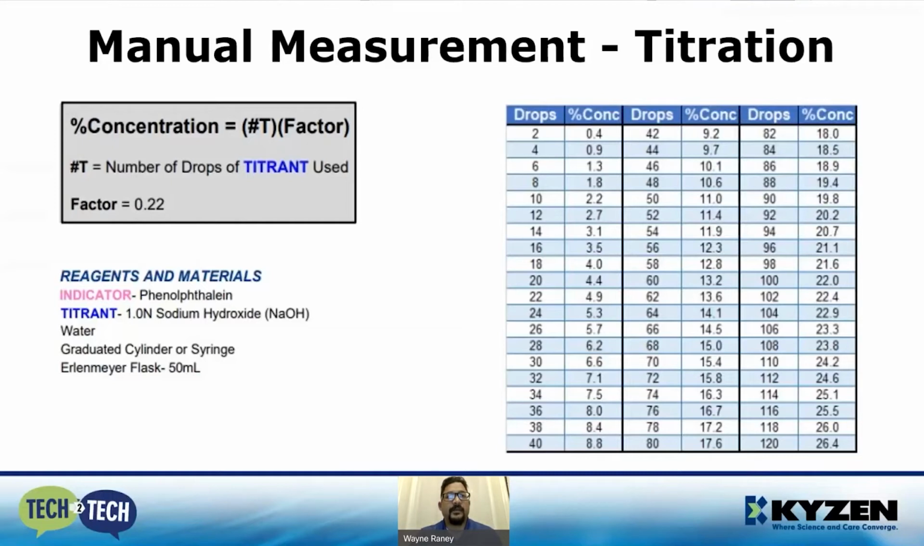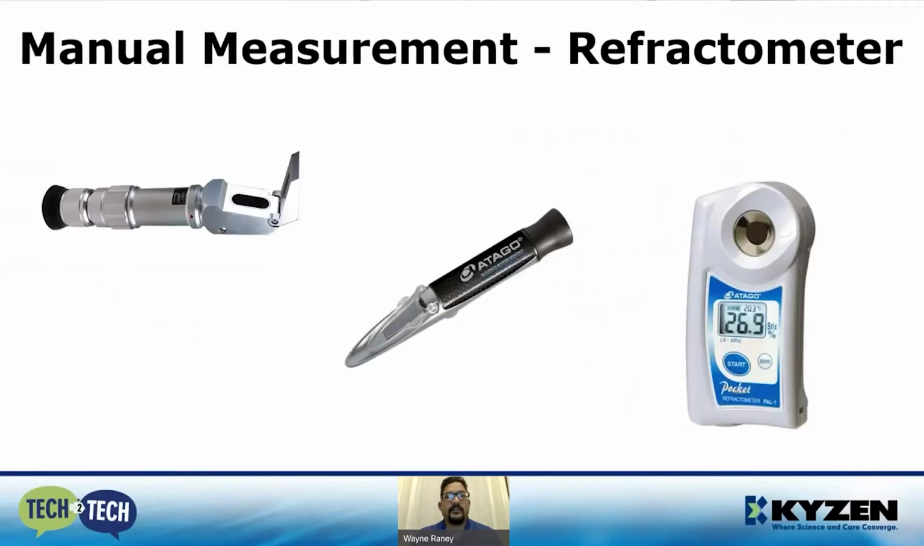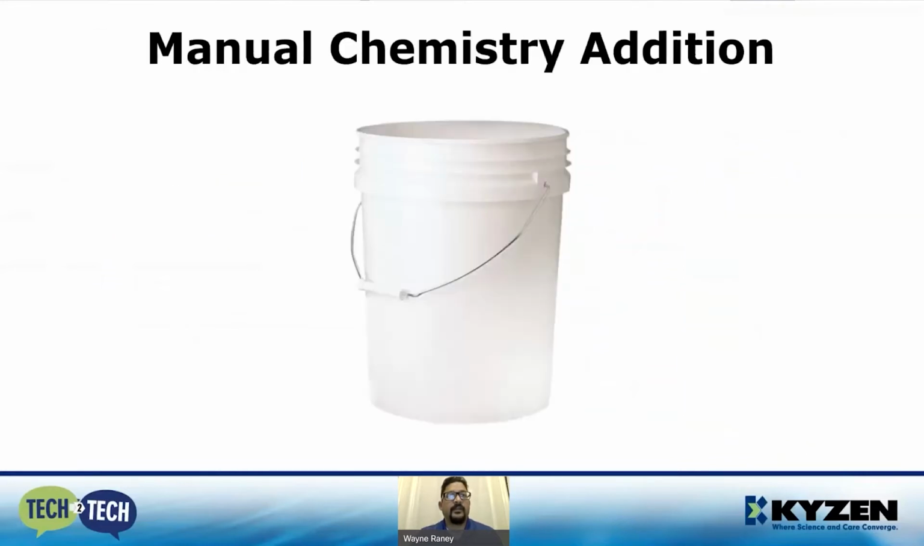The least acceptable method is a refractive index. Due to the influence of oils and coolants in your industrial parts washer, this is the least preferable method of measurement. So specifically, after you measure the concentration manually by way of either conductivity or titration, you'll have to manually add chemistry. This is manual measurement and manual chemistry additions.